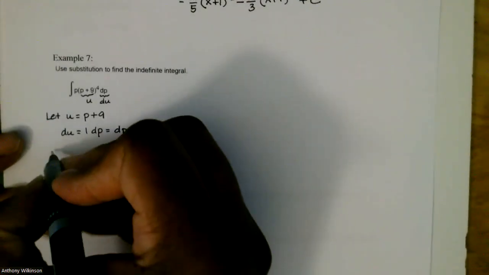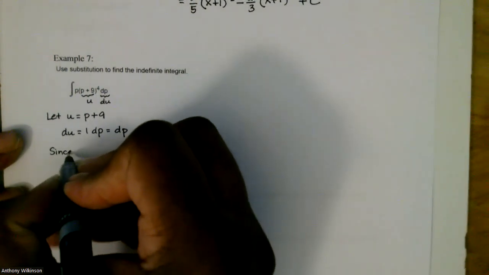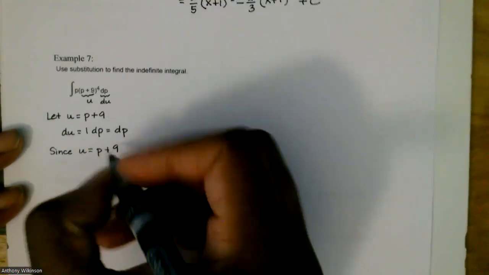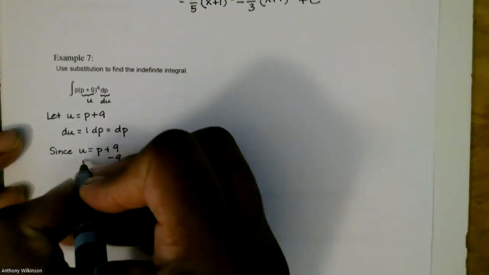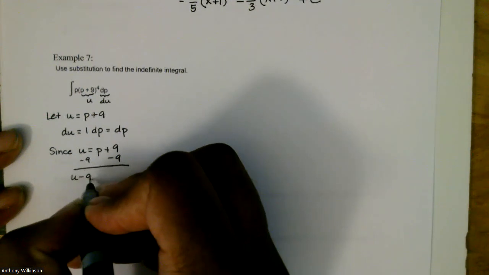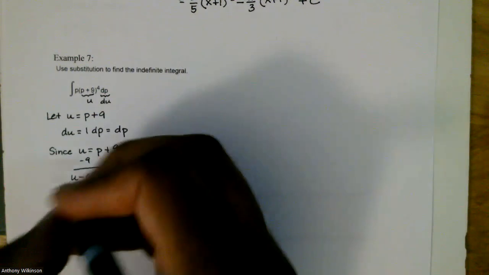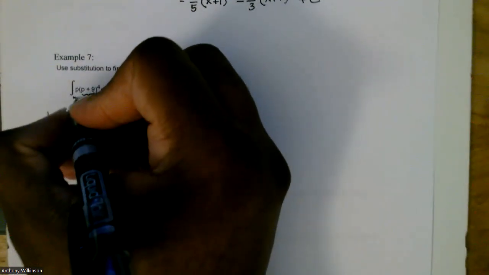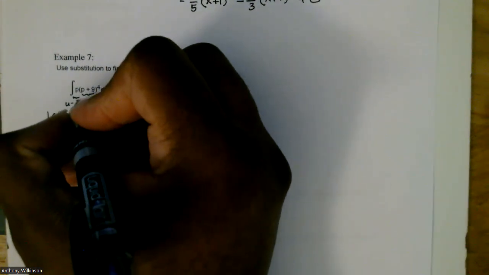Well, let's take the fact that we let u equal p plus 9. Let's go ahead and solve this for p. That way, we'll substitute that in terms of u. Well, p is being added. We're adding 9 to p, so we need to subtract 9 on both sides. So it'll be u minus 9 equaling p. So that's what p will be equal to, u minus 9. So this p, we'll substitute with u minus 9.